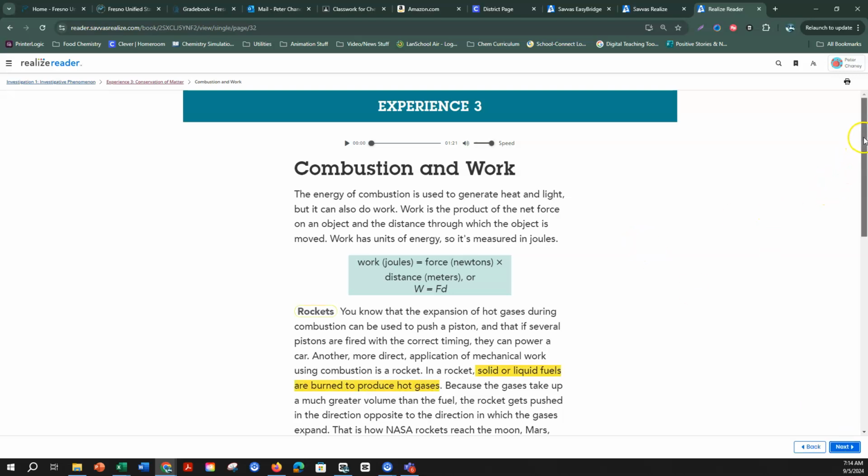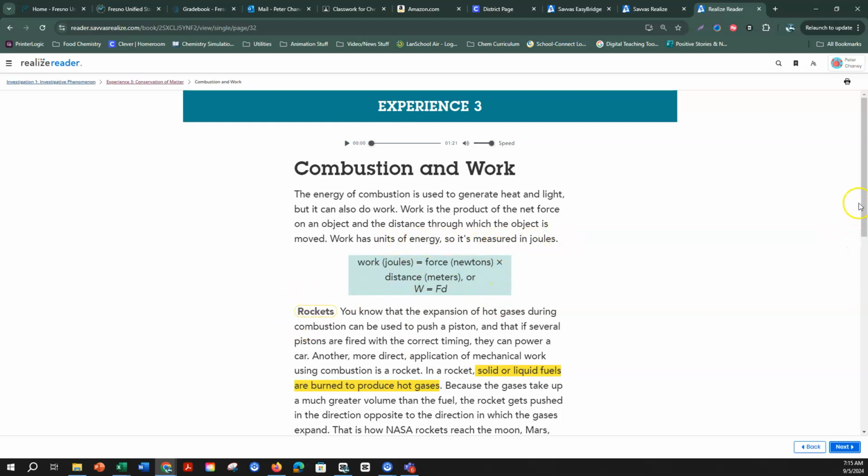And this is our last page of notes, so it has to do with combustion and work. And this all leads up to the rocket lab. That's the assignment attached to this. So combustion and work. The energy of combustion is used to generate heat and light, but it can also do work. Work is the product of the net force on an object and the distance through which the object is moved. Work has units of energy, so it's measured in joules.